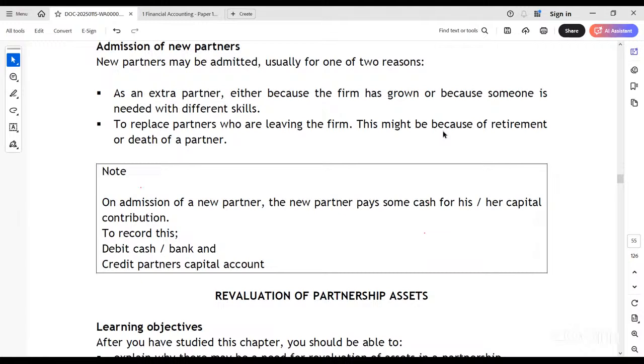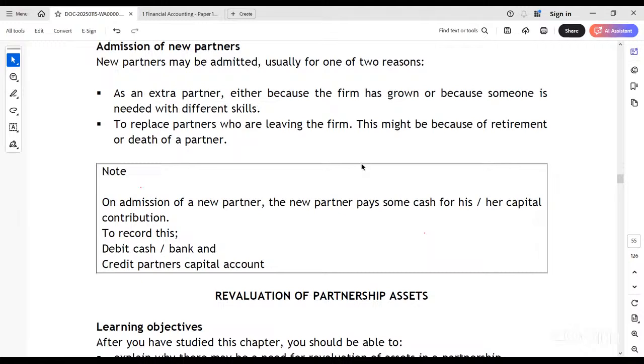So you can join the partnership simply because maybe they need an extra partner because of the expansion in the size of the business. So they need some more partners. So we can add in more partners simply because of the expansion in the size of the business. Or you may find that we need someone with new skills, so we can add in one as well. Then to replace partners who are leaving the firm. This might be because of retirement or death of the partner.